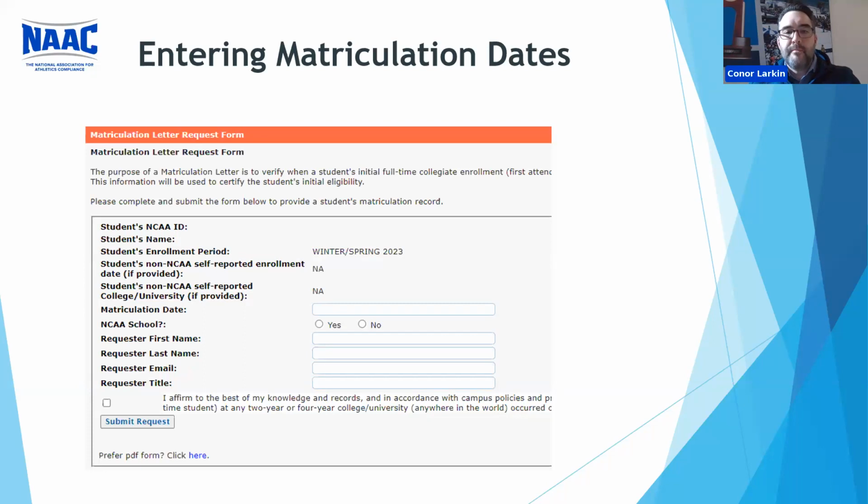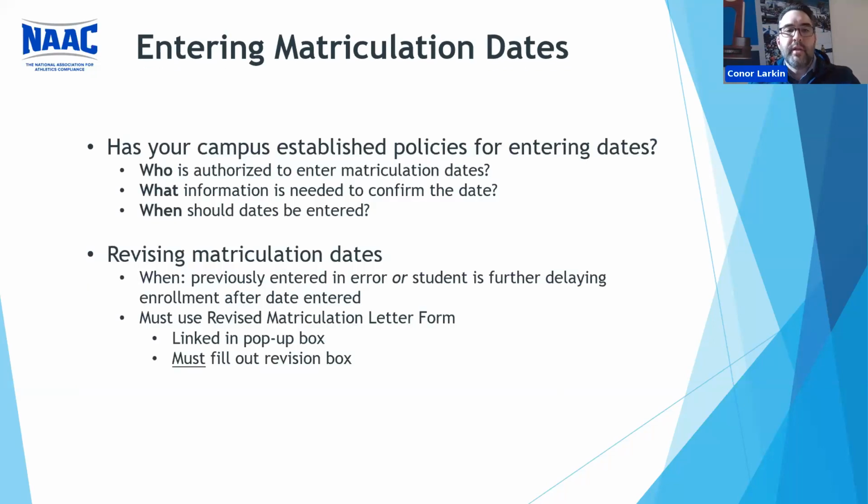Now, there are two things I want to mention in terms of the matriculation letter process. This is a brand new process. Historically speaking, you would have had to go to your admissions or registrar's office and have them fill out the matriculation letter form itself. Then they would have to send it back to you, and then you would have to upload it, and it would usually take us 1 to 2 business days to process that. But this new process that you can complete in your membership portal will allow you to immediately enter those dates very quickly without having to connect with those other offices on campus.